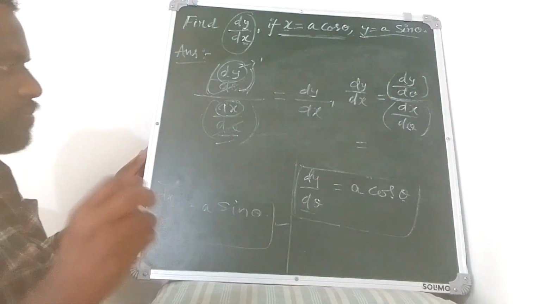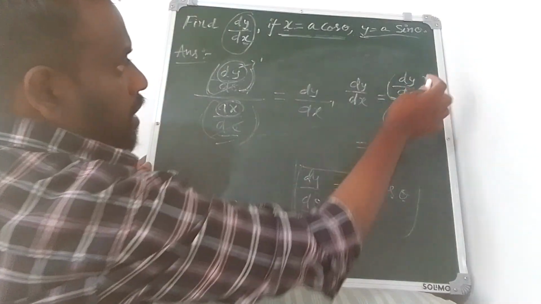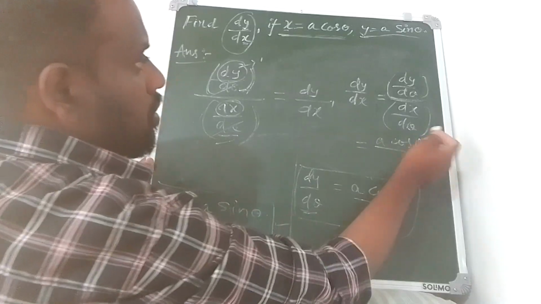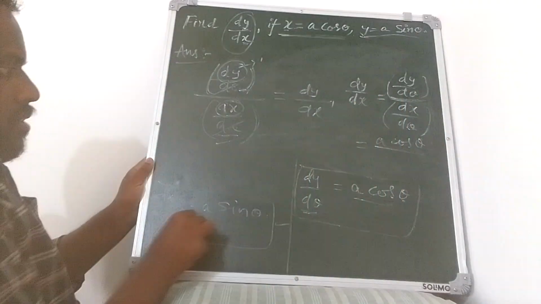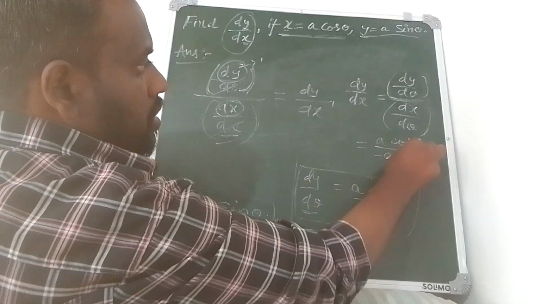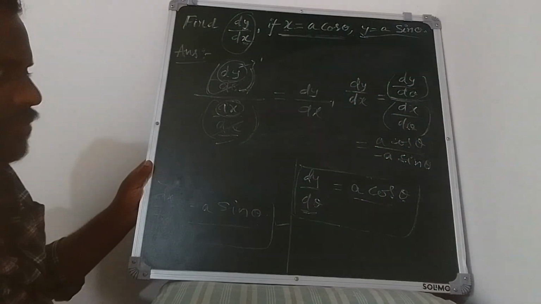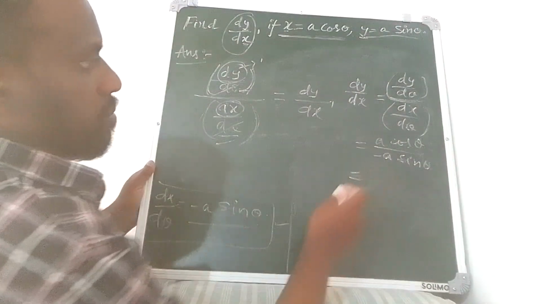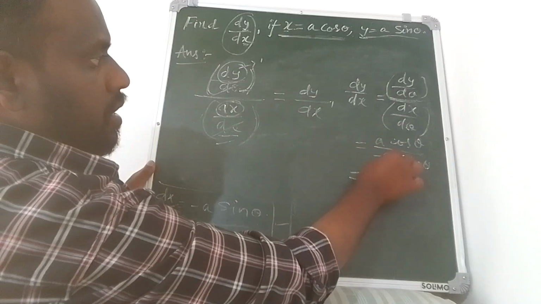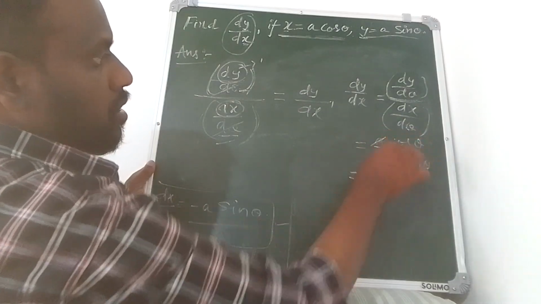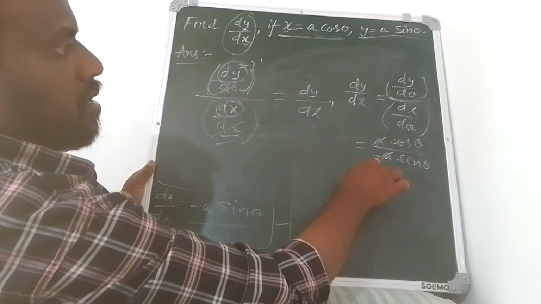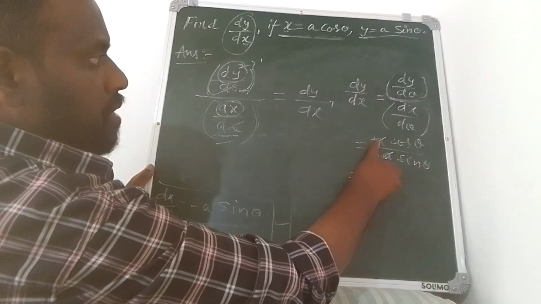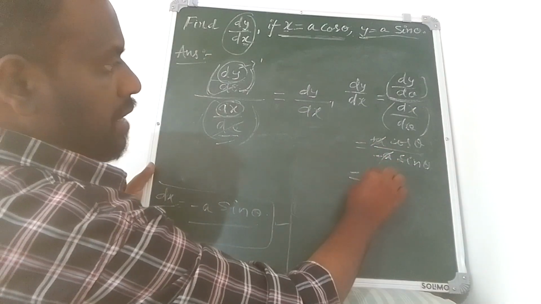So next step, substitute. dy by d theta is what? Here it is a cos theta. dx by d theta is what? Here we have minus a sin theta. Next step of simplification. Here a is common, so we can cancel. Here minus is there, and here nothing means plus is there. Plus divided by minus is minus only.